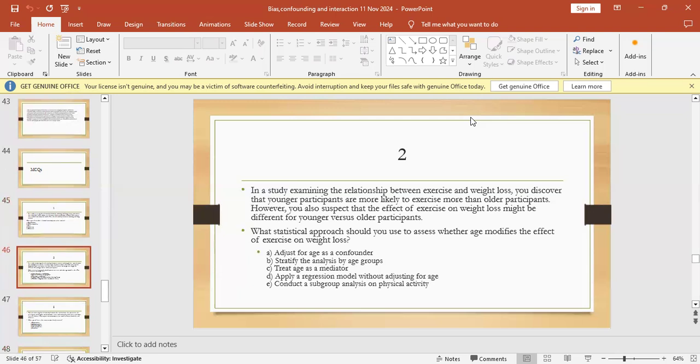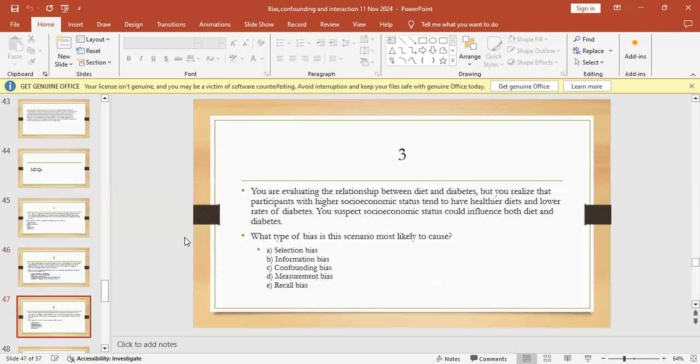In a study examining the relationship between exercise and weight loss, you discovered that younger participants are more likely to exercise more than older participants. However, you also suspect that the effect of exercise on weight loss might be different for younger versus older participants. What statistical approach would you use to assess whether age modifies the effect of exercise on weight loss? Whether adjust for age as a confounder, stratify the analysis by age groups, treat age as a mediator, apply a regression model without adjusting for age, or conduct a subgroup analysis on physical activity. Regarding this particular scenario, we would stratify the analysis by age group.